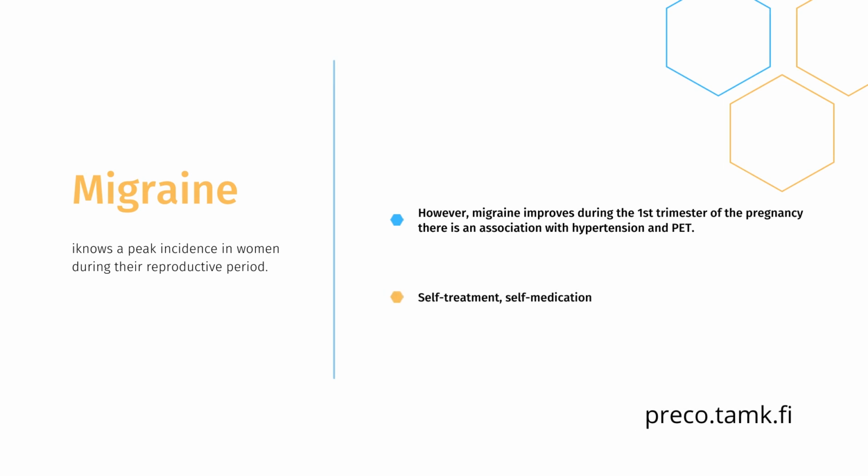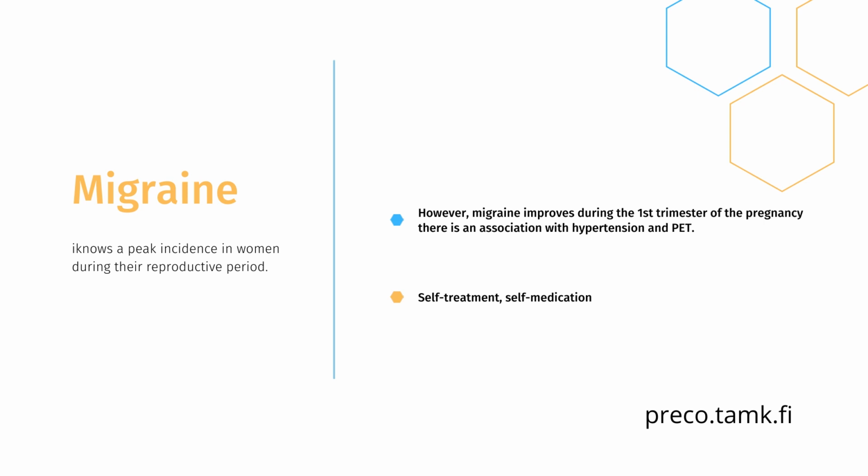Headache is a frequent reason for referral to a neurologist. Mostly women are affected, and the peak incidence is around their 20s and 30s, during the reproductive period of women. However, migraine improves during pregnancy. There seems to be an association between migraine and developing hypertension and preeclampsia. Evidence also shows a higher incidence of preterm delivery.